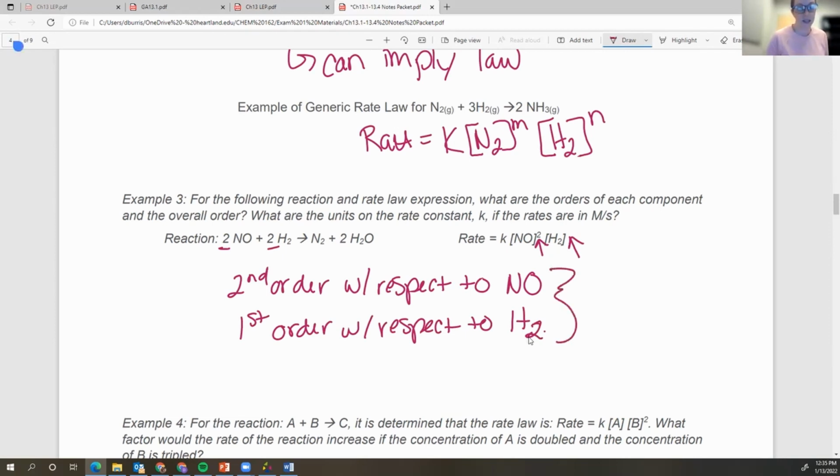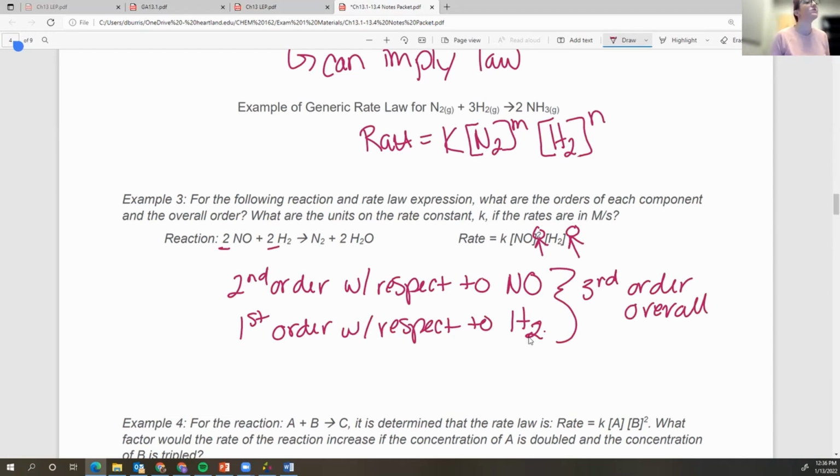Okay, and then it says the overall order. So the overall order is actually how many exponents there are. That's it. So 2 plus 1 is 3. So it is third order overall. Okay, that's it. It is as simple as that. Add up the exponents, right?